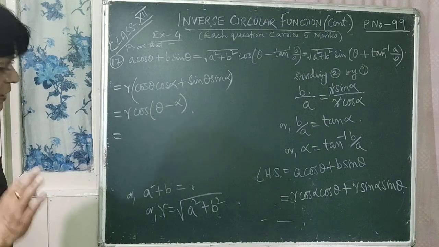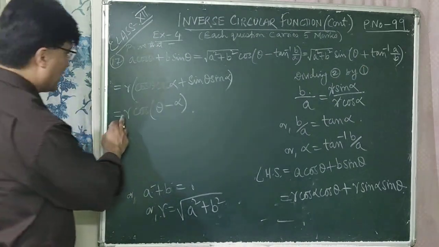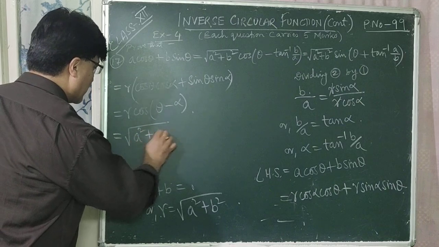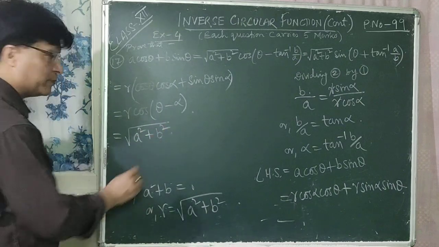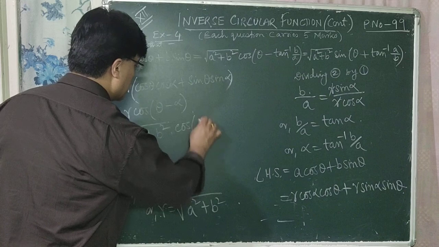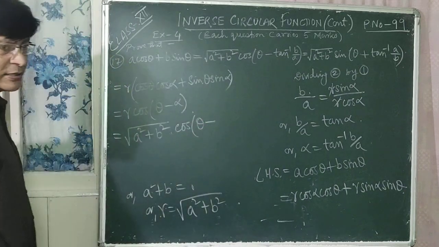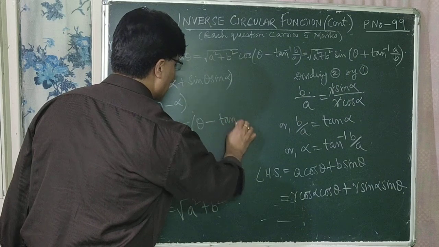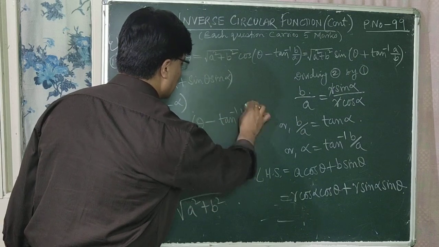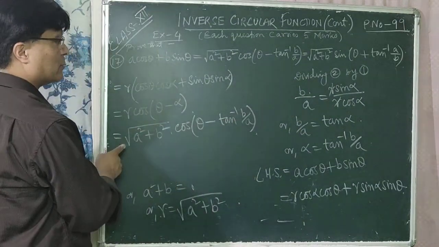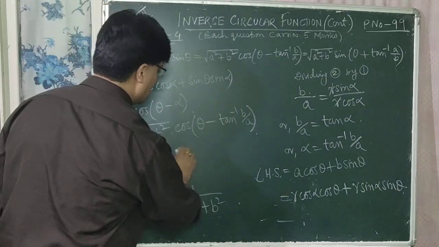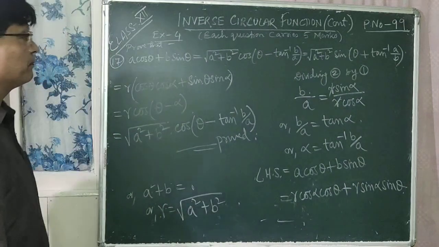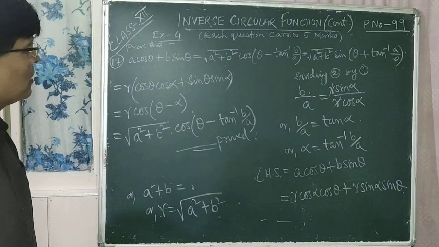Okay. Now let us put both the values of R and alpha. What is R? It is root over a square plus b square into cos of within bracket theta minus, what is alpha in this case? It is tan inverse b upon a. So is it proved? So which is equal to right hand side. So it is proved. Okay.